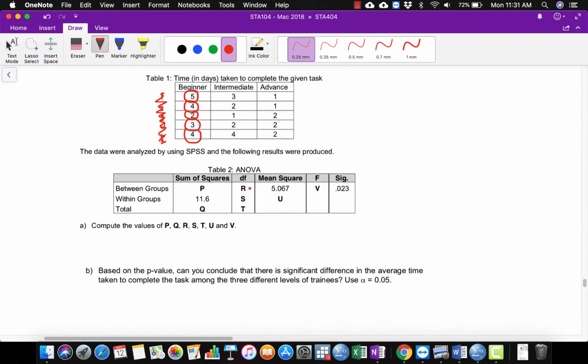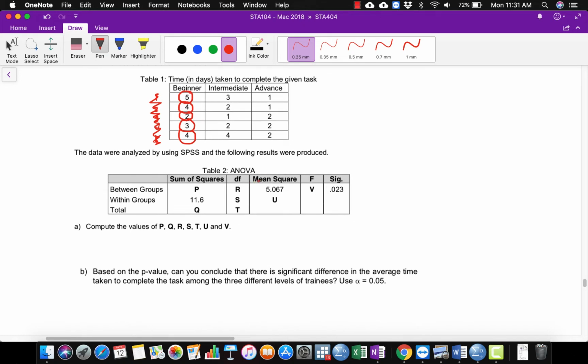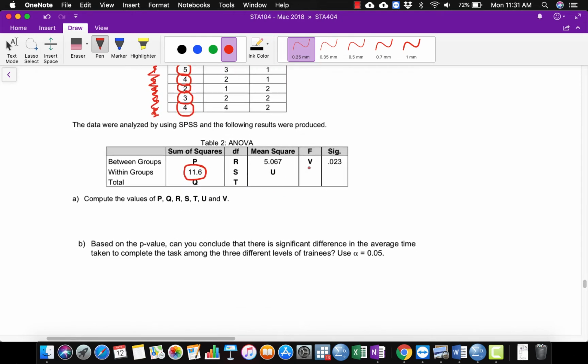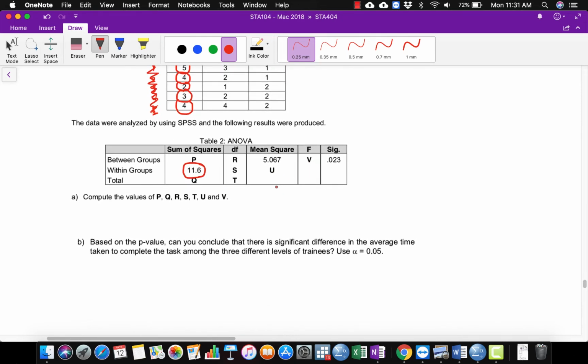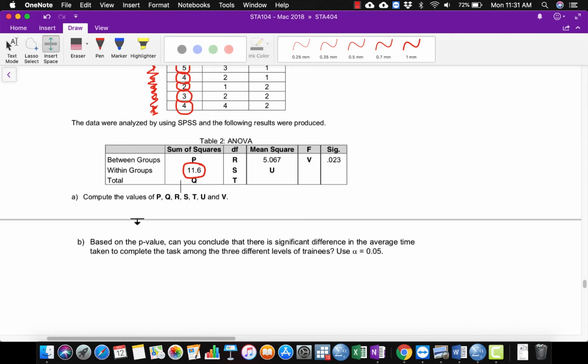So now, what we want to do is, they are giving us table number 2, which is ANOVA, right? So we have between group and within group. The sum of squares within group is 11.6. There are no given P and Q. The values of P and Q are hidden, right? R, S, T are also hidden. U is the mean square. F is the F value.